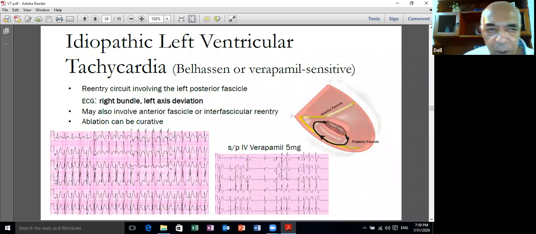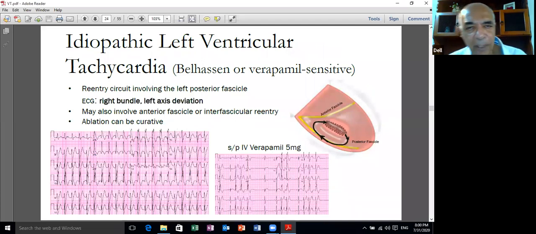Even more important but less frequent is the idiopathic left ventricular tachycardia or Belhassen tachycardia. This is not adenosine sensitive, this is verapamil sensitive. I call your attention that we do not use verapamil, particularly intravenous verapamil, in the treatment of ventricular tachycardia because of the caution of having pre-excitation in these conditions. This is the only exception. So unless you are 100% sure of the diagnosis, don't give the verapamil.